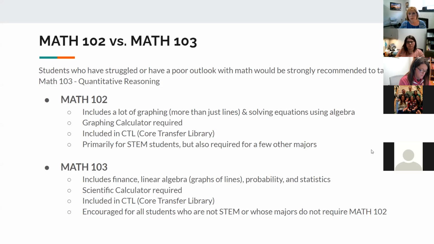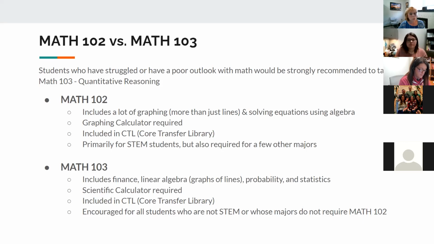Sometimes students will say, well, what's the difference? So here's some things for you to know about the differences between them. Math 102 has a lot more graphing, more than just lines, and they solve equations using algebra. That one's going to require a graphing calculator. It is on the core transfer library list. And it's primarily what's required if you're going to go through the STEM major, because a lot of those STEM majors might take a higher level, like the engineering majors for sure, they're going to go up into calculus. They have to do this route.